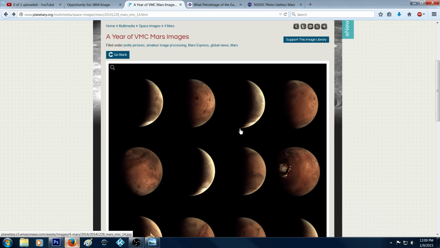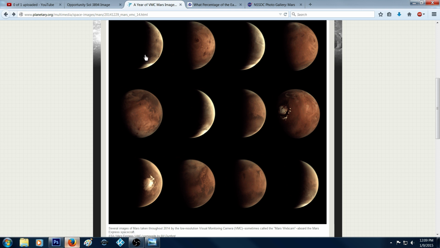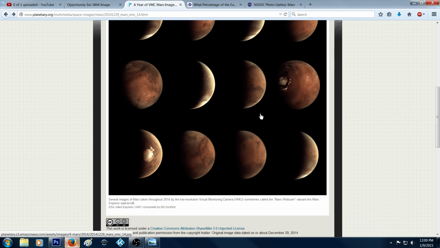When you look at this, my assumption is, because it's 12, you got January through December here at the bottom right. This one in the middle would be June and July. At least it's a safe bet. Anyway, several images of Mars taken through 2014 by the Low Resolution Visual Monitoring Camera, or the VMC, sometimes called the Mars webcam, aboard the Mars Express spacecraft. And of course, you got ESA, Mars Express, blah.